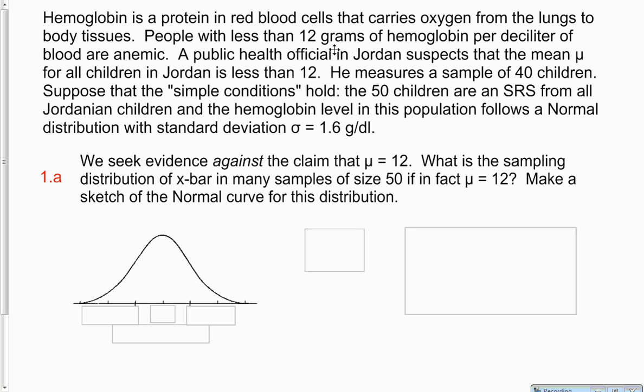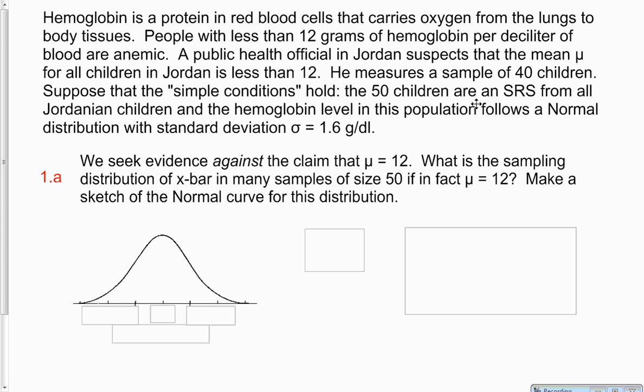People with less than 12 grams of hemoglobin per deciliter of blood are anemic. A public health official in Jordan suspects that the mean mu for all children in Jordan is less than 12. So a public health official suspects that the mean is less than 12. He measures a sample of 40 children. Suppose that the simple conditions hold. These are the things that are required in order to do these tests.